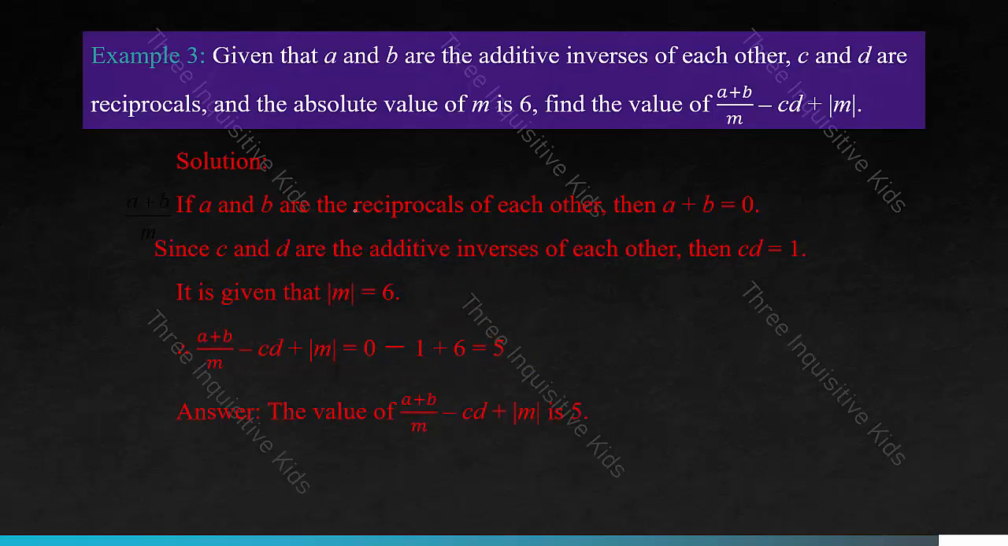If a and b are additive inverses, I'll write AI for short, of each other, then a plus b must equal 0. And since c and d are reciprocals, I'll write an R for short, of each other, then cd equals 1. And it is given that the absolute value of m is 6. Therefore, this is the mathematical sign for therefore.